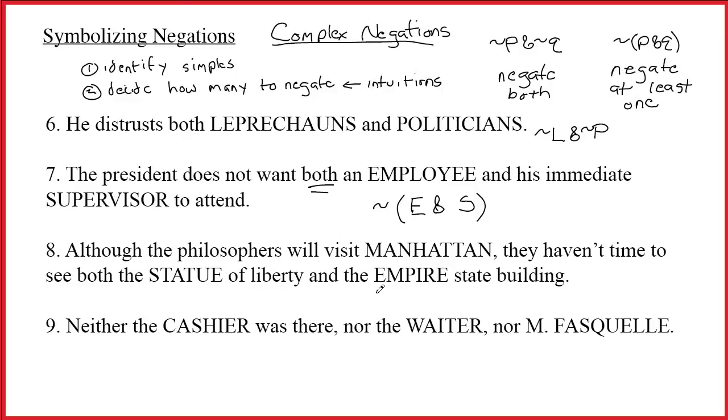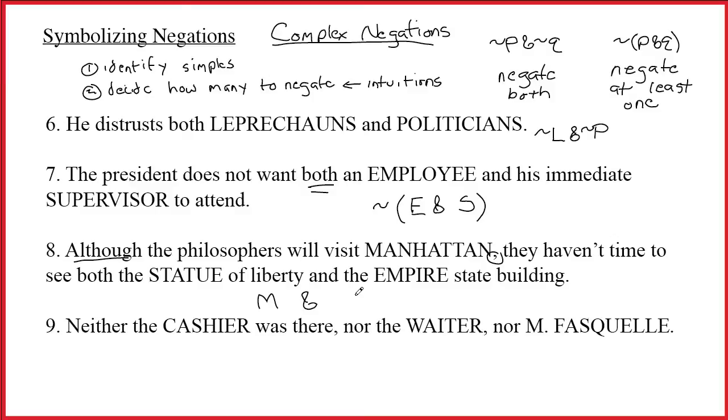All right, sentence number 8. Although the philosophers will visit Manhattan, they haven't time to see the Statue of Liberty and the Empire State Building. So what's the main connective for this sentence? I hope that you're recognizing that it is although, and although, of course, is working with this comma to place an ampersand as the main connective. And it says that they're going to Manhattan. All right, the philosophers are going to Manhattan, as they do every 4 or 5 years for the American Philosophical Association. However, they haven't time to see both the Statue of Liberty and the Empire State Building.